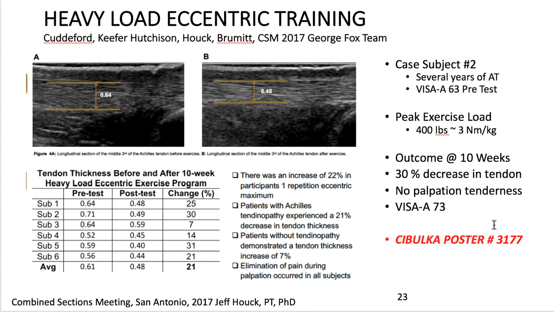that we would normally experience during functional tasks. What we can see here is some of the outcomes, where we have just one subject represented here. So subject 2 had several years of AT. They had a VISA-A pre of 63. They had achieved this very high load state over the 10-week period, and they had a 30% decrease in tendon width and no tenderness to palpation at the end of the testing, and an increase in their VISA-A beyond a minimally clinically important difference. So that positive outcome was typical.